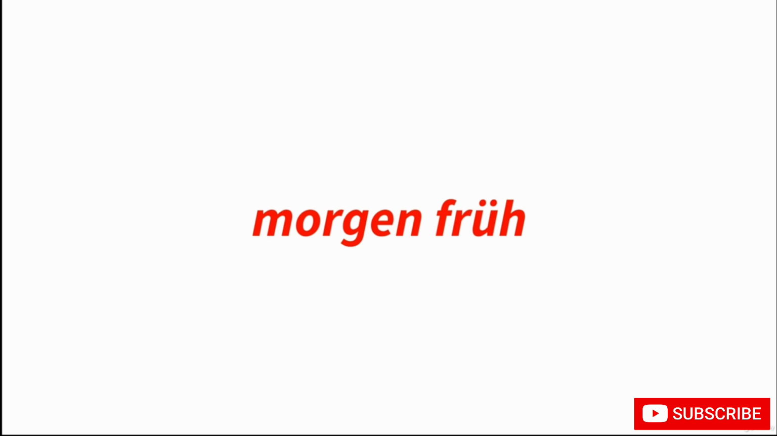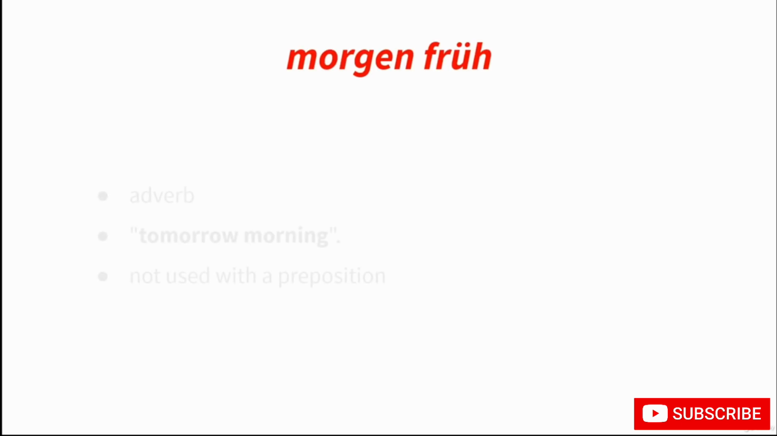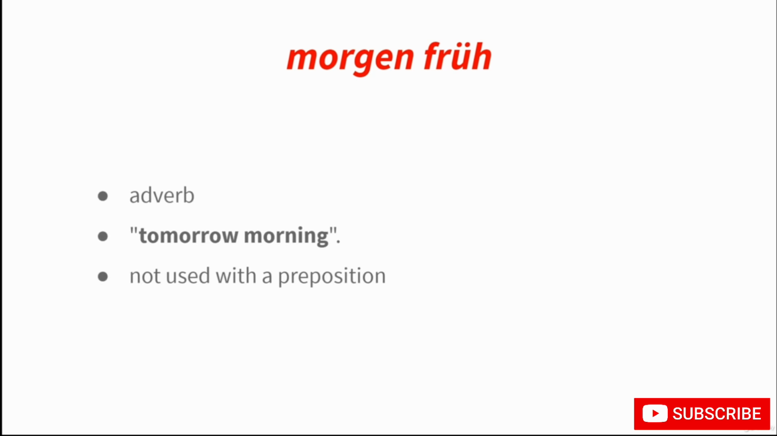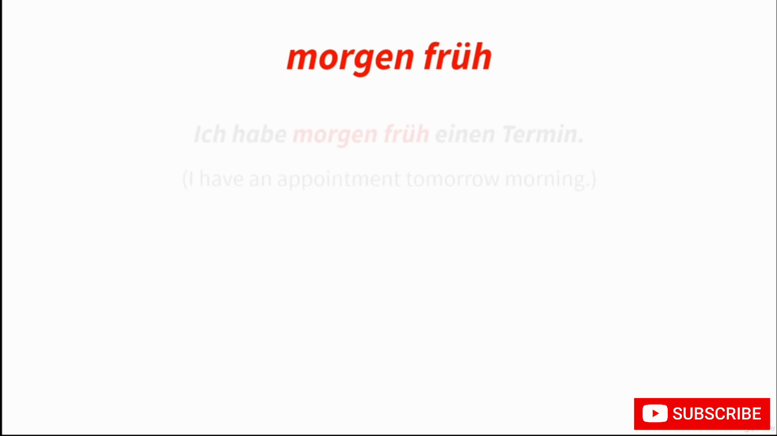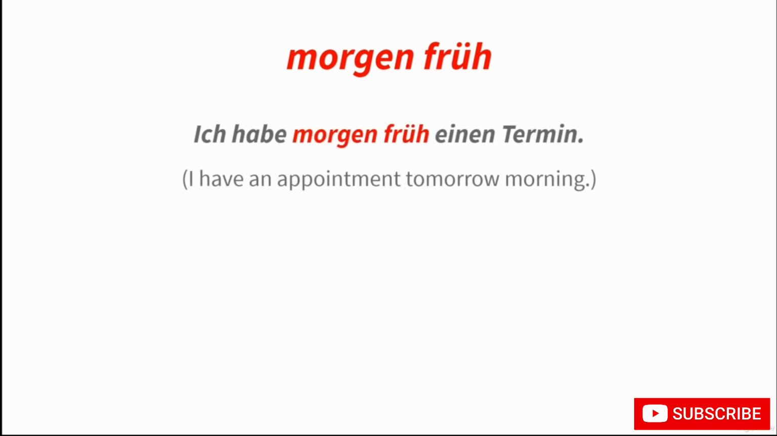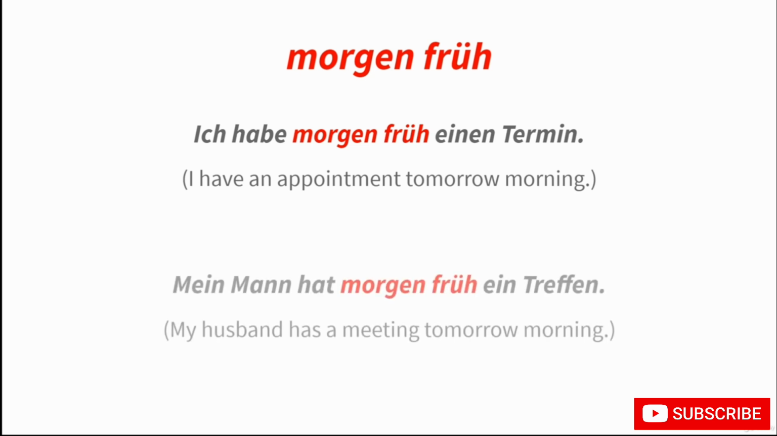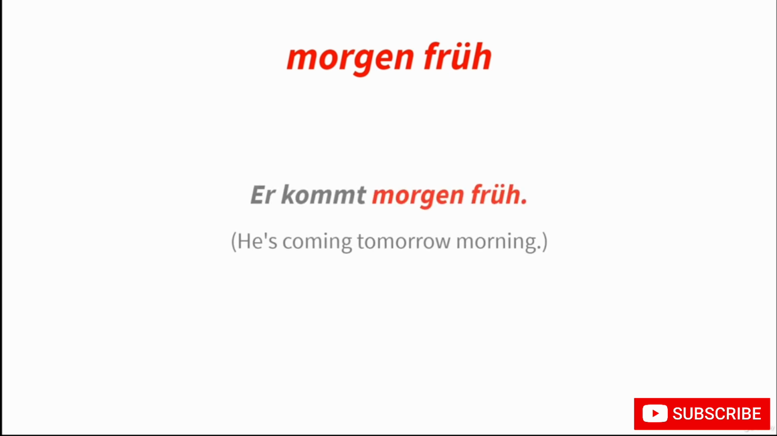Let's talk about morgen früh. Morgen früh is also an adverb, but it means tomorrow morning. Because it's an adverb, it is not used with a preposition. Ich habe morgen früh einen Termin means I have an appointment tomorrow morning. Or, mein Mann hat morgen früh ein Treffen. My husband has a meeting tomorrow morning. Or, er kommt morgen früh, which means he is coming tomorrow morning.